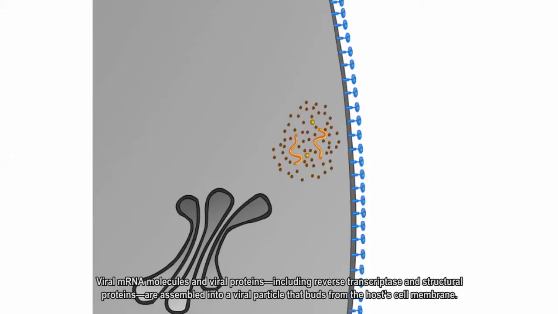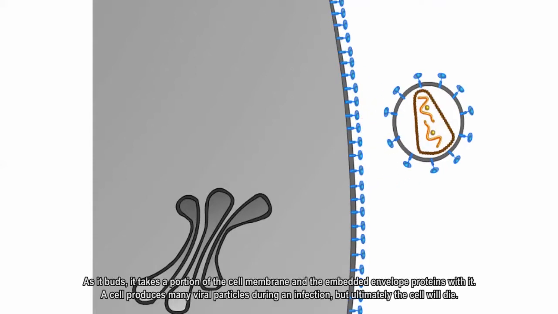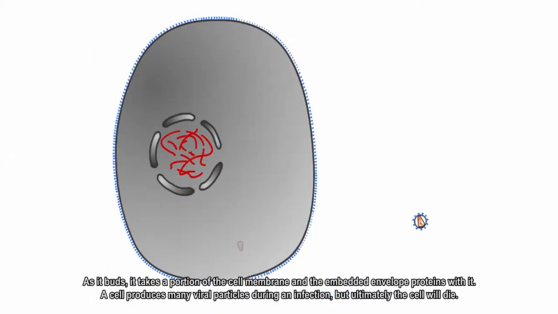Viral mRNA molecules and viral proteins, including reverse transcriptase and structural proteins, are assembled into a viral particle that buds from the host cell membrane. As it buds, it takes a portion of the cell membrane and the embedded envelope proteins with it. A cell produces many viral particles during an infection, but ultimately the cell will die.